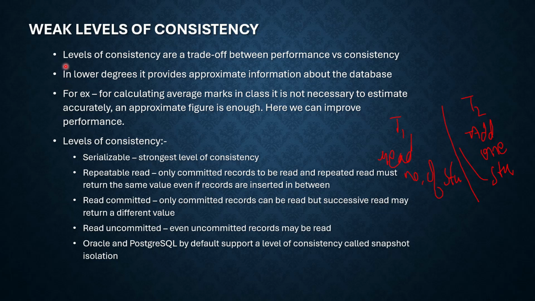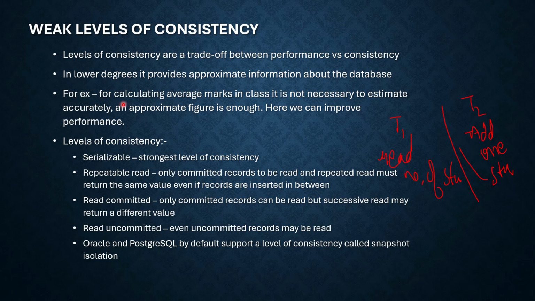So what I have written here is that levels of consistency are a trade-off between performance versus consistency. In lower degrees, it only shows approximate information of our database, not the exact one, because it is not in consistent mode, so it will not show the exact database.